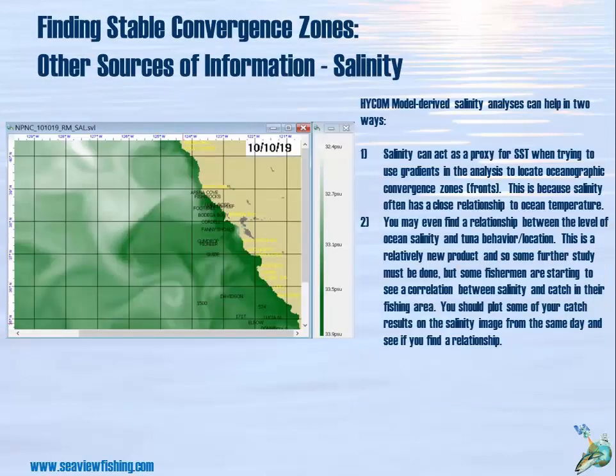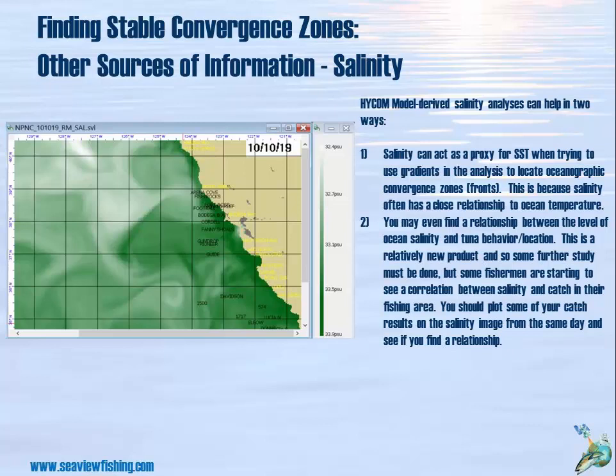Salinity data can be another source to help you locate productive fishing zones. You can use the salinity imagery in a few ways. Salinity can act as a proxy for SST when trying to use gradients in the analysis to locate oceanographic convergence zones, or fronts. This is because salinity often has a close relationship to ocean temperature. Therefore, during excessively cloudy time periods, use salinity in place of sea surface temperature.